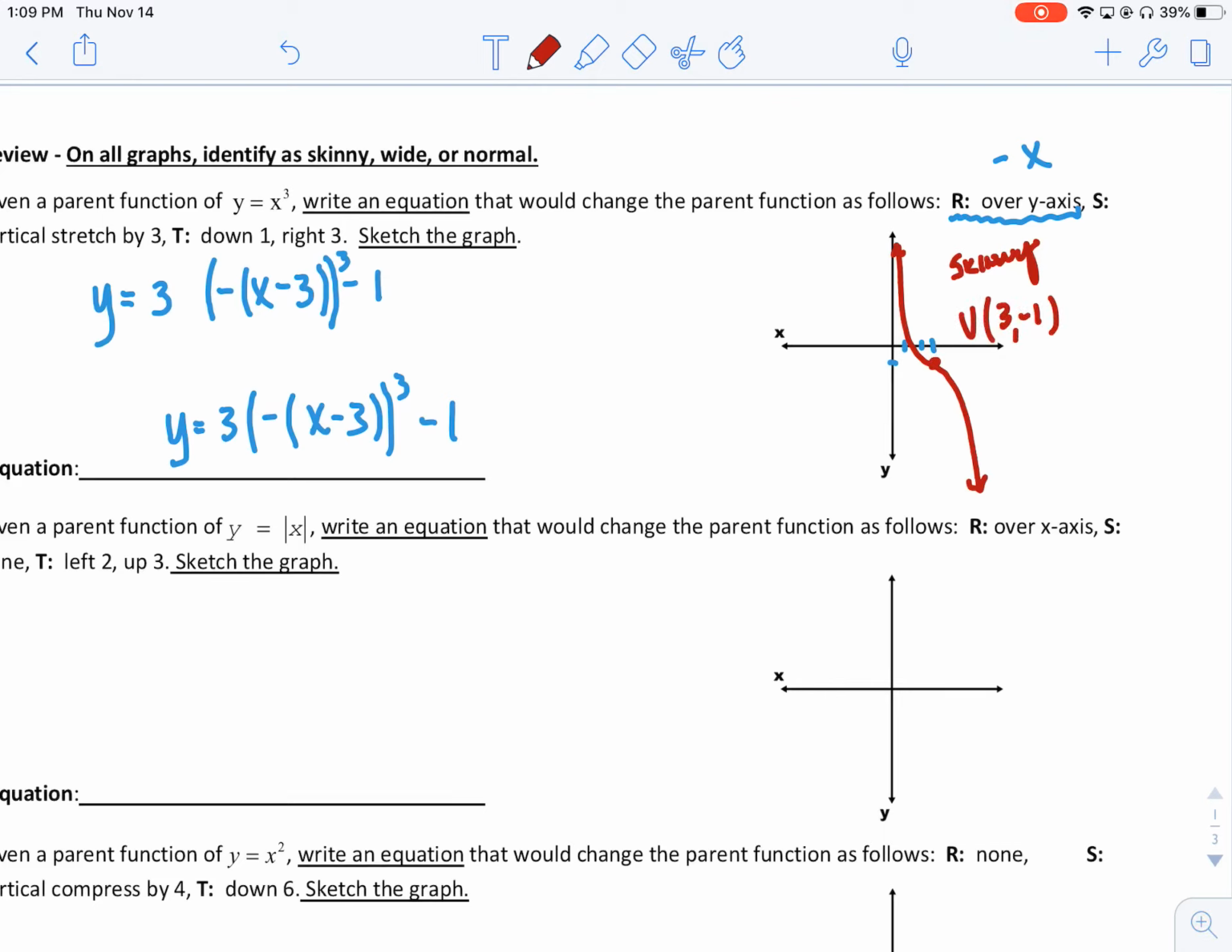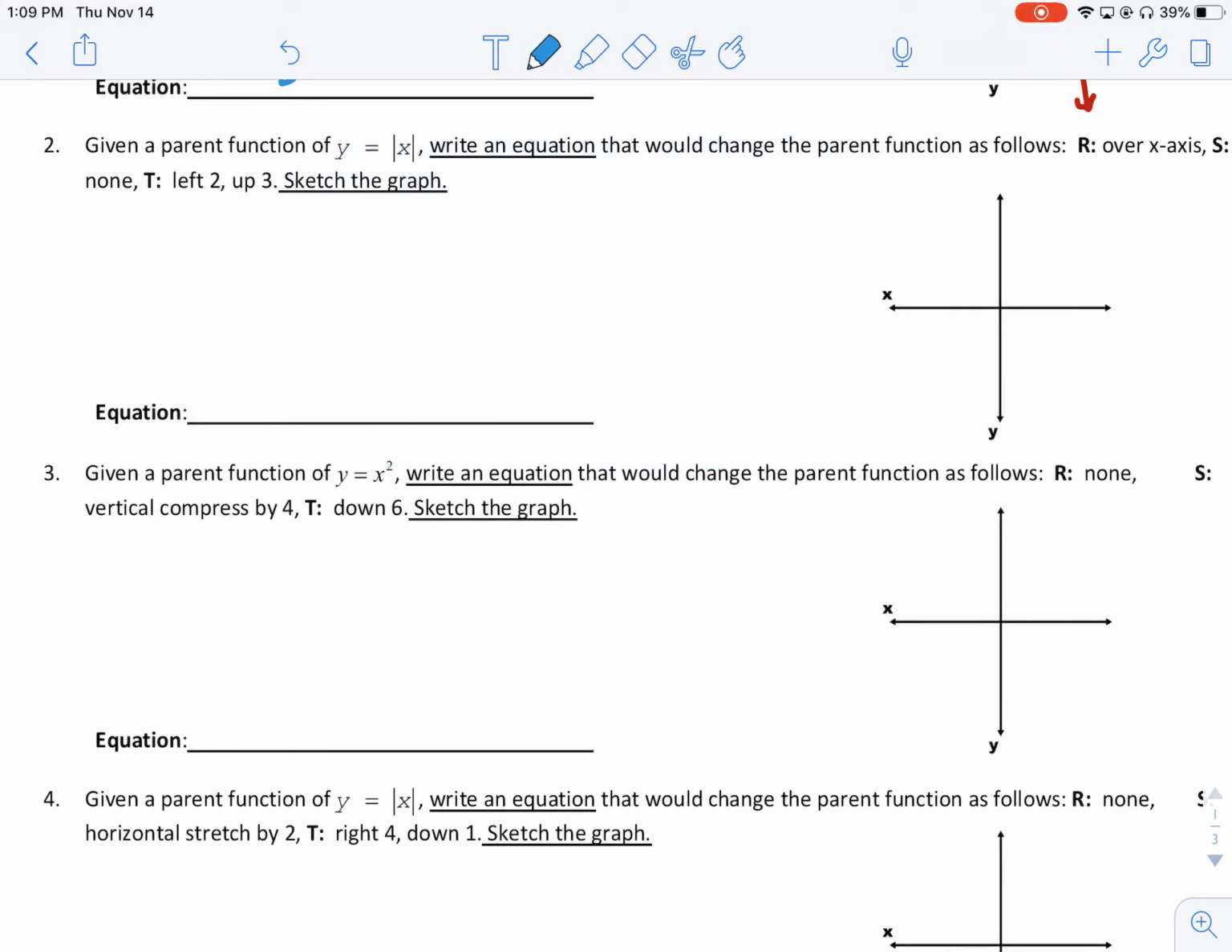Next one, we have absolute value function. It is left 2, up 3. So in this case, we are going to go left 2. So that is y is equal to, left 2 would be x plus 2. Put parentheses right around that. And up 3 means it's plus 3. That's a boss. Is that right, Alex? Yes. Okay. So we boss it up right there. We got the plus 3.